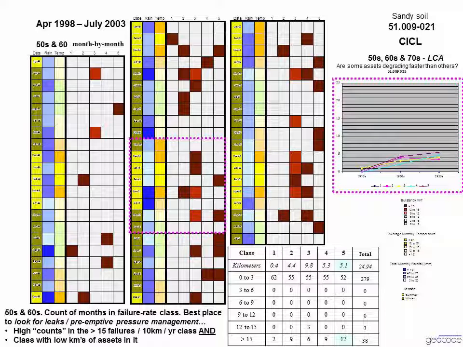And I suppose it also has implications for defining proactive pressure management zones. But what we're looking at here is 5.1 kilometres of assets that have had 12 instances of greater than 15 failures per 10 kilometres per year. So it's going to be far more economical to look at a small portion of your assets rather than a large portion. In some terrain patterns, it becomes even more obvious how useful this sort of information can be.